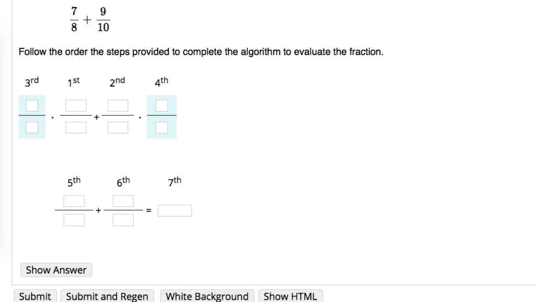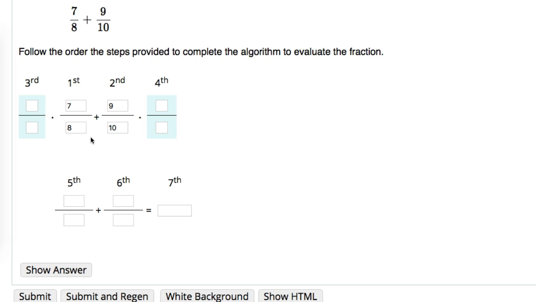Hi, I'm going to go ahead and show you a quick tutorial on how you do a problem like this. First, you're going to follow the order of the different numbers listed here. So first, we're going to fill out the first box, which is the first fraction, which here is 7/8. I'm going to fill that in. Here for the second fraction, I'm just going to put 9/10.